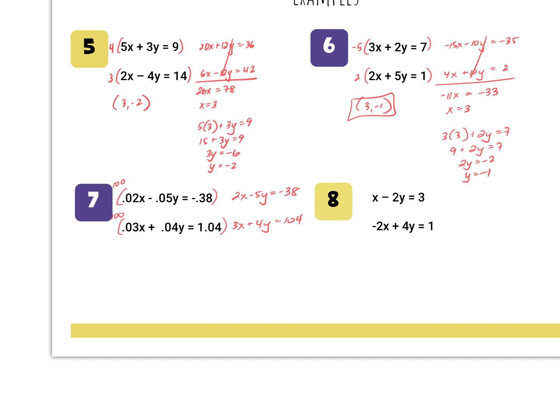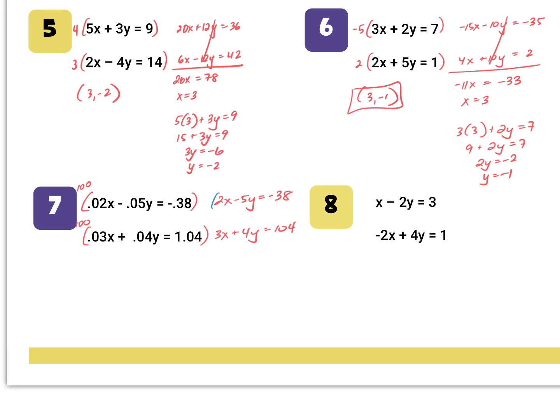Now that I'm here, I can sort of start thinking in my head about canceling, right? So what I think I'm going to do here now is I'm going to make my y's opposite. And so I'm going to multiply the top by 4 and the bottom by 5. I'm going to start with the top one, and I'm going to get 8x minus 20y equals, wait, 38 times 4. Let's do this right. 32, carry the 3, 15. So it's going to be 152.